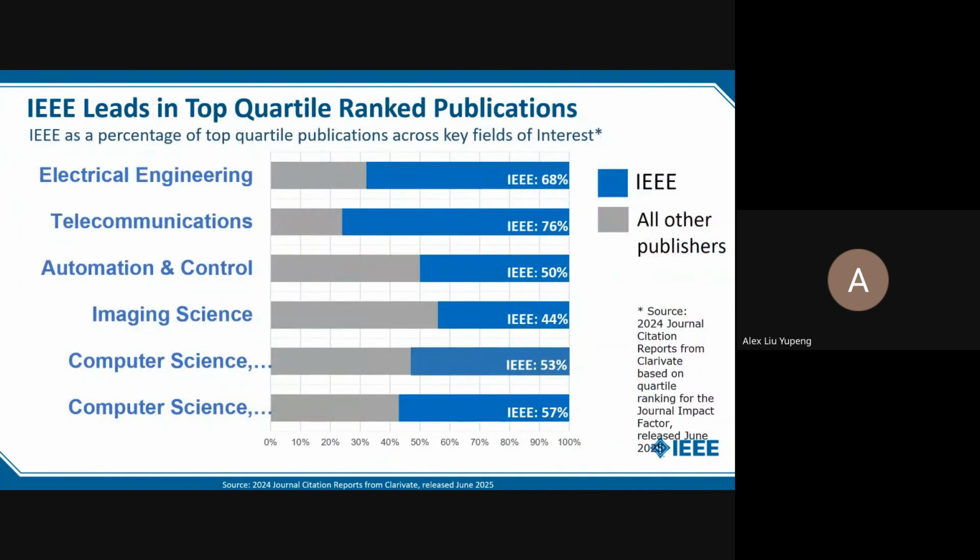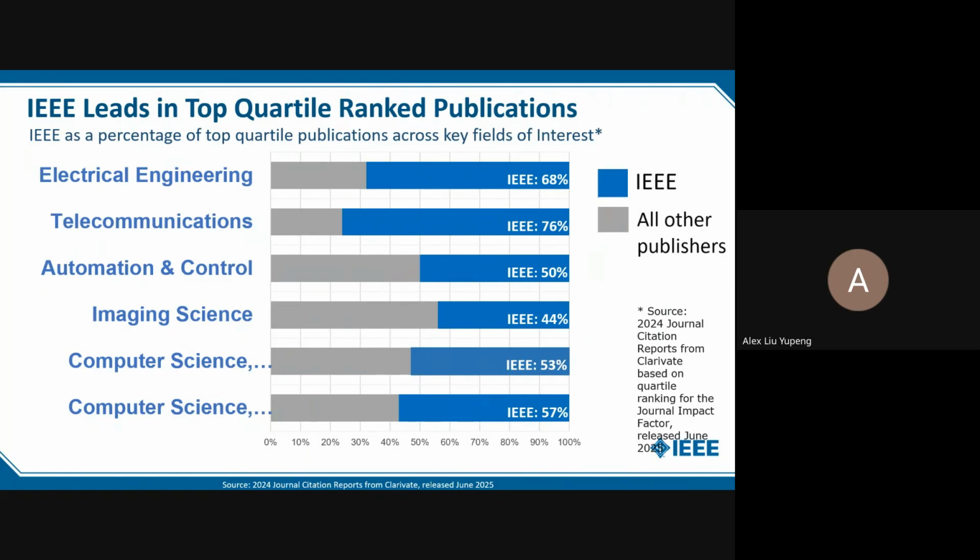And if you look at the quartile, not only the individual title, but in terms of the bigger overview, in terms of the quartile distribution of all the IEEE journals, IEEE is pretty much conquering electrical engineering, telecommunication, computer science subjects.